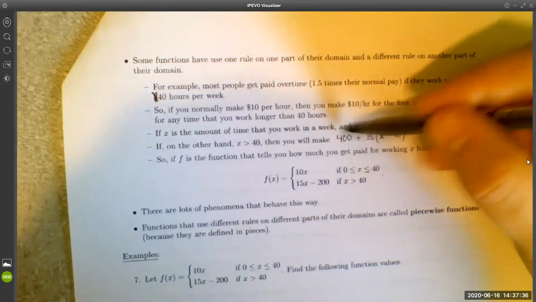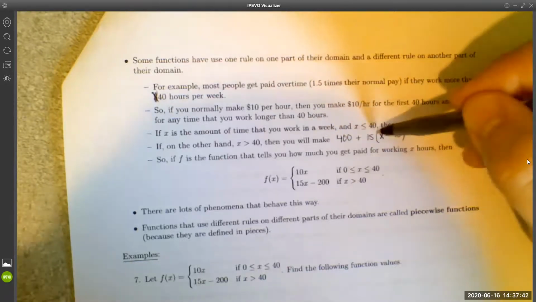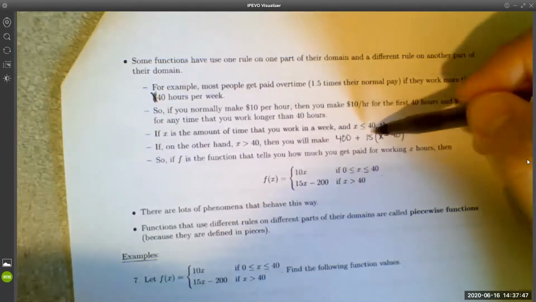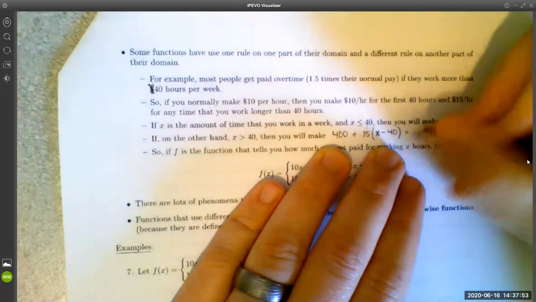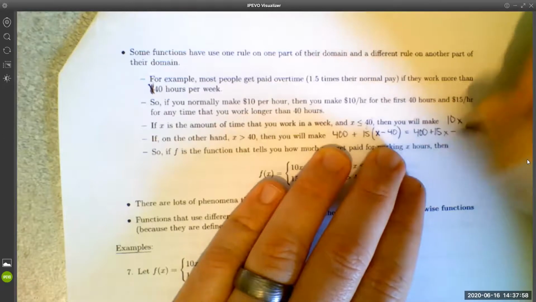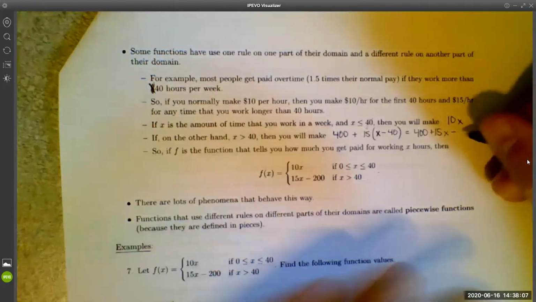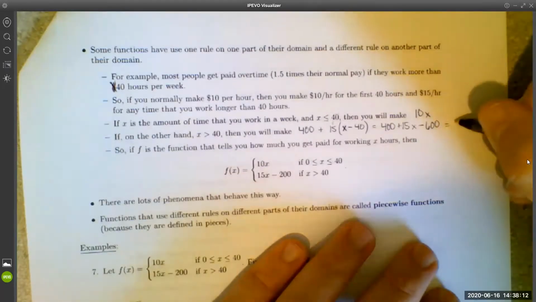So you get $400 for your first 40 hours of work, right? 10 times 40 is 400. And then for every hour above 40 hours that you work, that's x minus 40, you get paid $15 per hour. Let's simplify that. So this is going to be 400 plus 15x minus 15 times 40, which is what, 600, I think? Yeah, 600. 400 minus 600 is negative 200. So it'd be 15x minus 200.